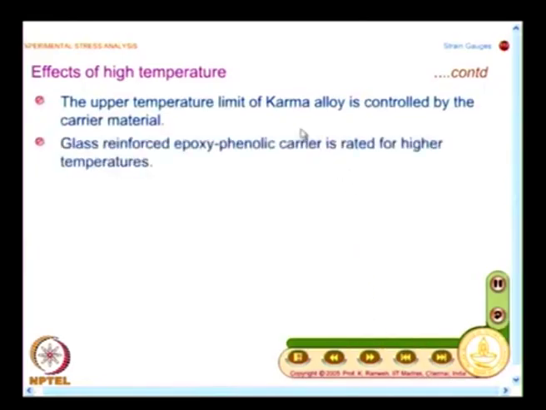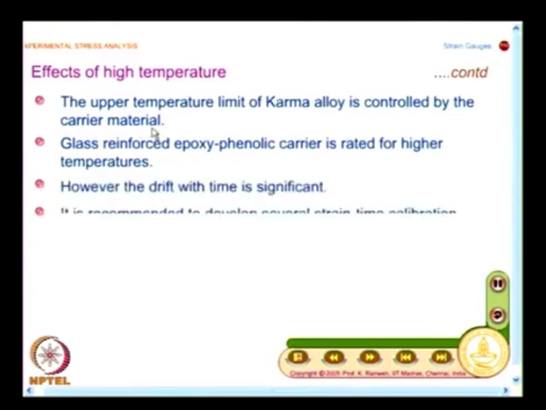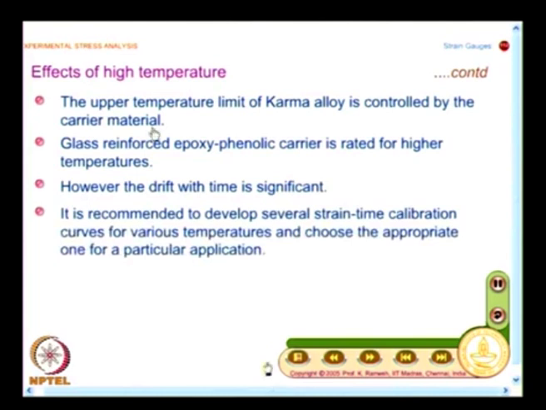And to what extent karma alloy can be used is dictated by the carrier material. And as I mentioned earlier, glass reinforced epoxy phenolic carrier is rated for higher temperatures, but you have the problem of drift with time, which is significant. So, as I mentioned earlier, develop several strain time calibration curves for various temperatures and choose the appropriate one for a particular application.